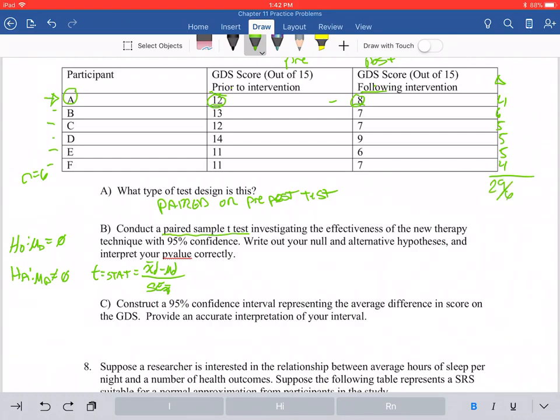Add this all up. 29 divided by 6 equals 4.8333. This is now our x bar delta equals 4.8333. Then you can take your x bar now and go to your delta set and calculate your standard deviation, taking minus 4.8333 all the way down: x bar delta minus x bar delta minus x bar delta.